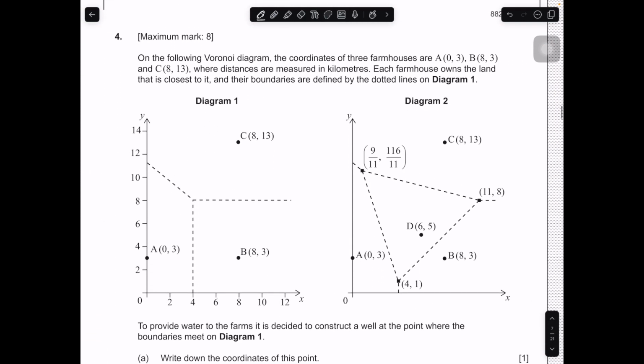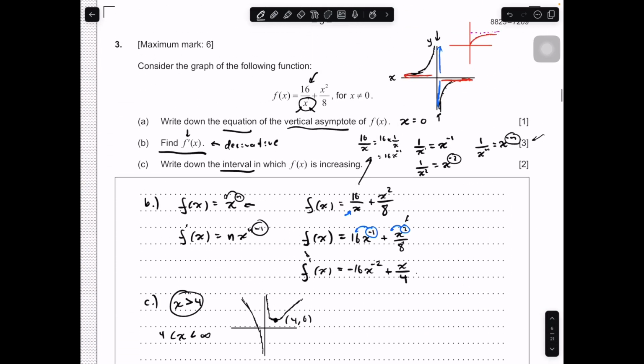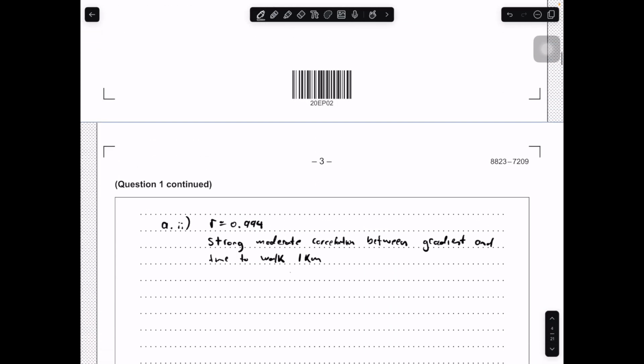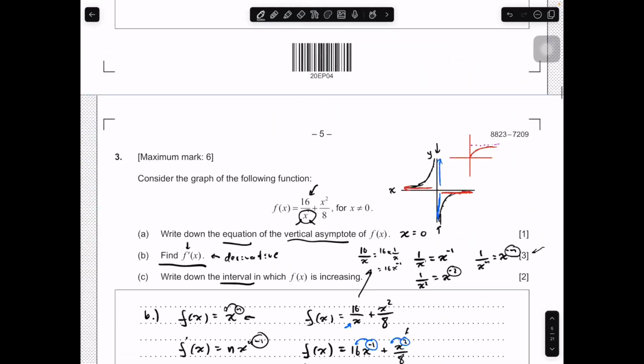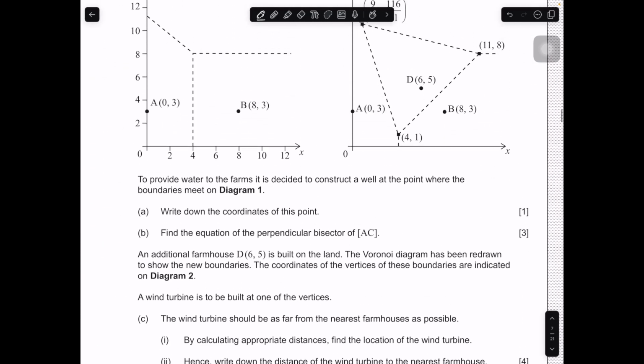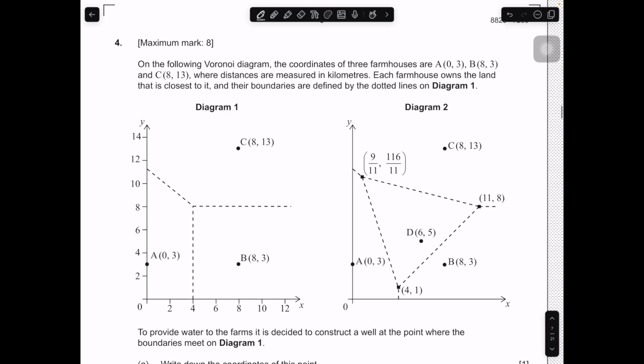Alright, so far it's been, I guess all things considered for an applications and interpretations question, somewhat heavy on the algebra side. Here we are on number 4, and it's still a little heavy in terms of algebra potentially.